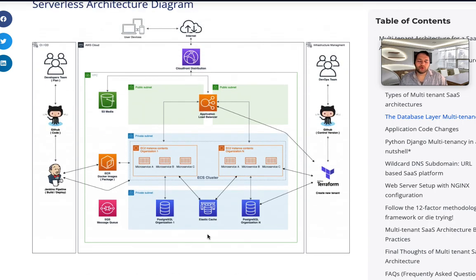Okay, so that's it for this video. In the next video, I will talk about the database layer multi-tenancy architecture.